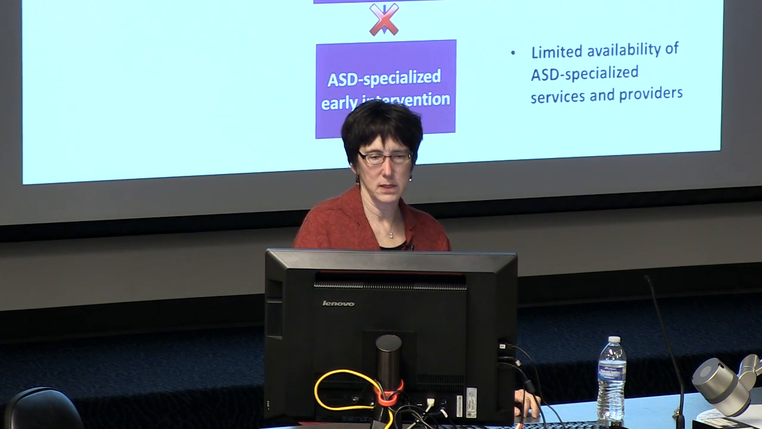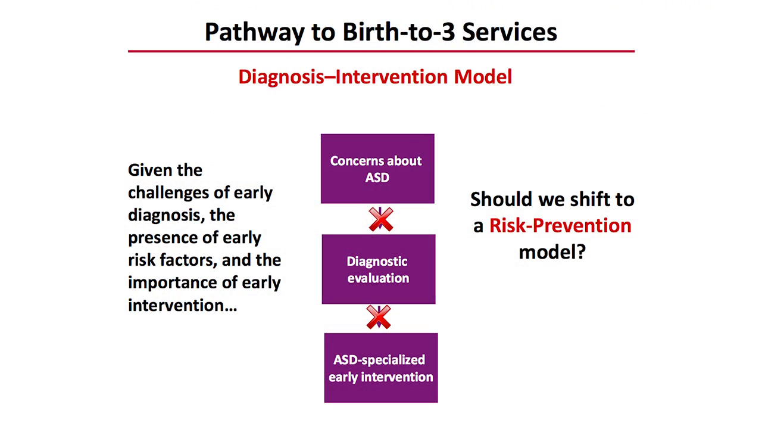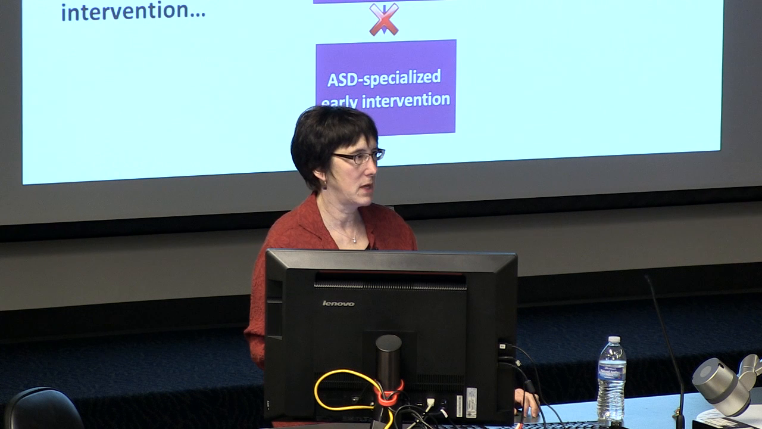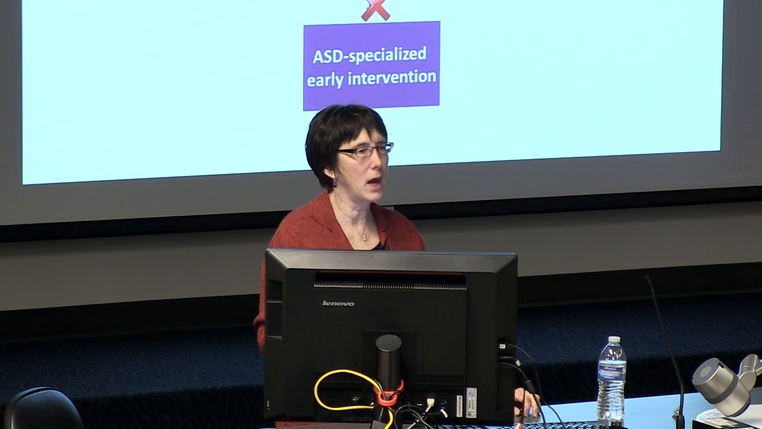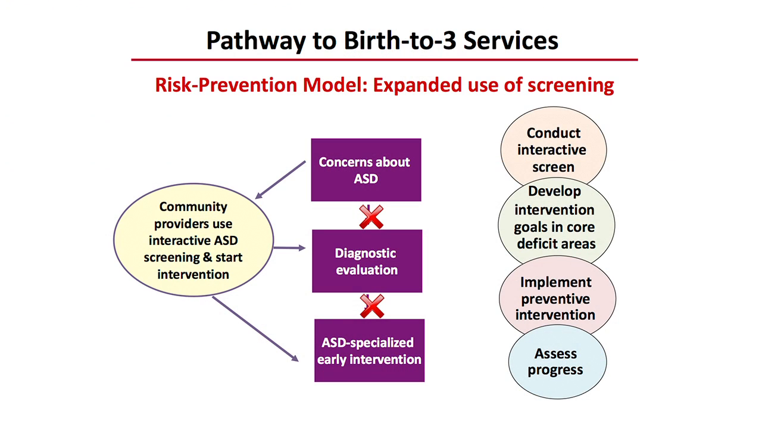So back to this model. We've talked about the early challenges of diagnosis. We've talked about risk factors. We've talked about the importance of early intervention, and we've talked about all of these roadblocks. So maybe it's time to think about a risk prevention model instead of this diagnosis intervention model. The risk prevention model could include expanded use of screening, and this is what I think it could look like.